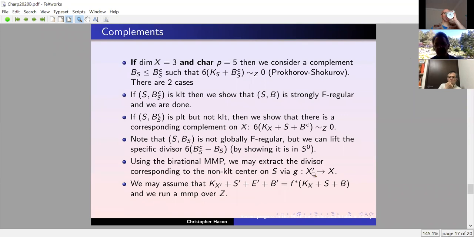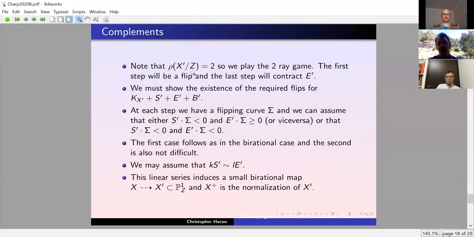So now we've made X more interesting. Now the relative Picard number over Z is actually 2, and we can then play the two-ray game over Z. Instead of contracting this divisor back down, we flip according to the other extremal ray. So we run the minimum model program corresponding to the other extremal ray. The first flip will be non-trivial, and then eventually we will contract down this spurious extra exceptional divisor that we just extracted, and that will give us our flip.